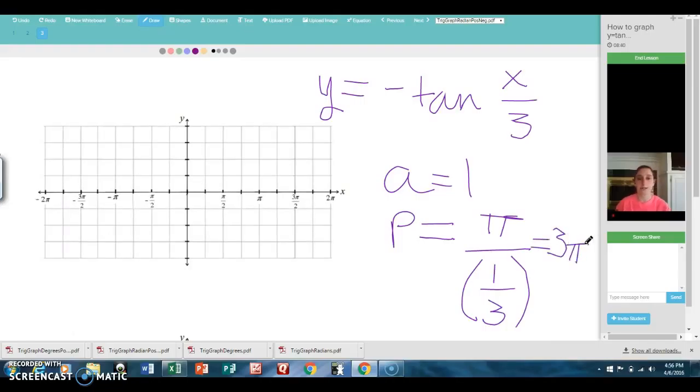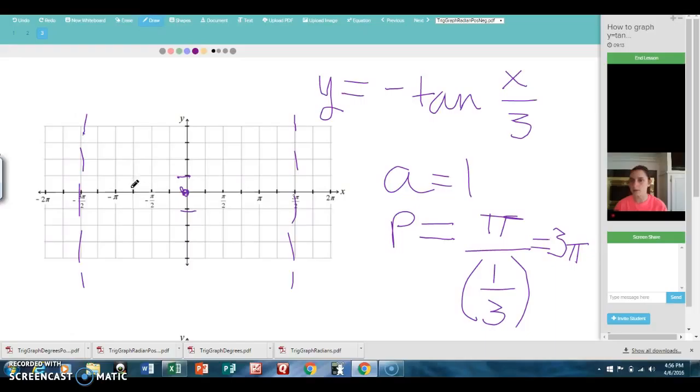Remember the way we graphed the tangent graph is we put half the period on each side. So half of 3 pi is 3 pi over 2. That's where the asymptotes go. Negative 3 pi over 2. And it's going to go through the center here at 0. And then the A value is 1, which I'm going to mark. Now, normally, tangent would rise as we go from left to right, but because of the negative, it's going to go in the opposite direction. It's going to fall. So half of 3 pi over 2 is 3 pi over 4.